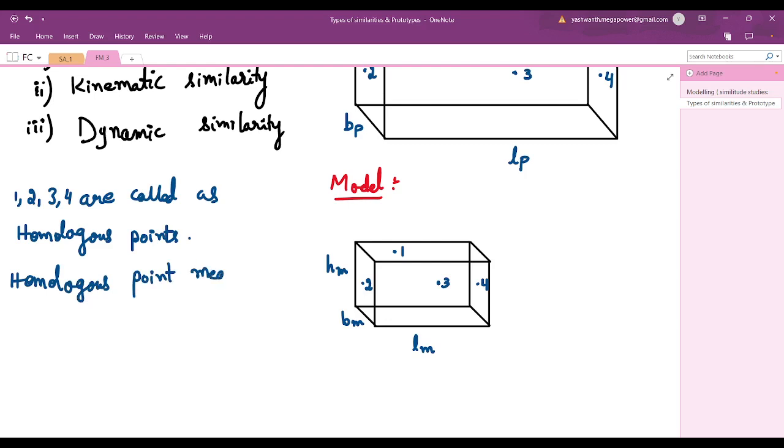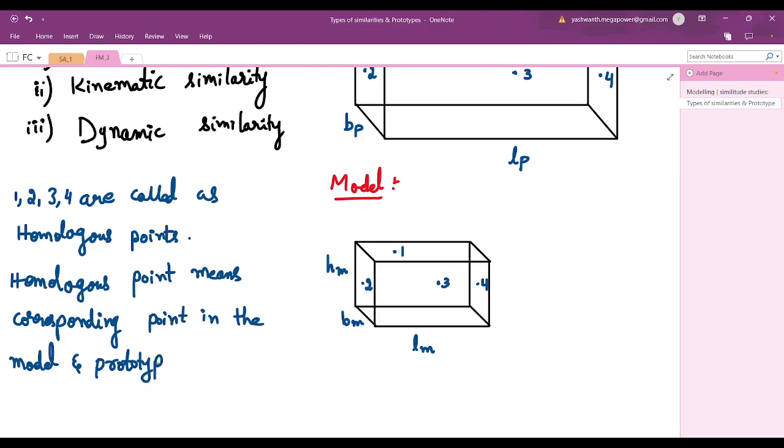Homologous point means corresponding point in the model and prototype. So what are homologous points? Homologous points are the corresponding points in the model and prototype. Now here in our case, what are the homologous points in our example? 1, 2, 3, 4 are homologous points, right?